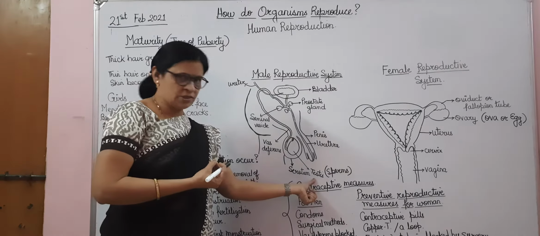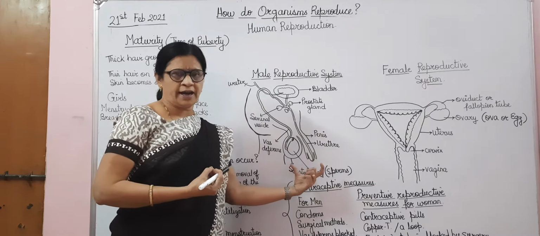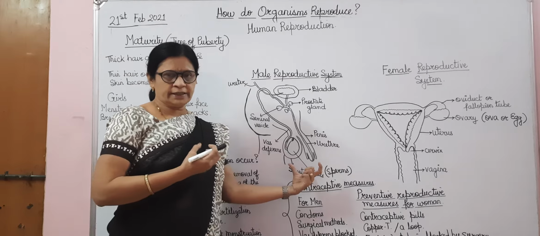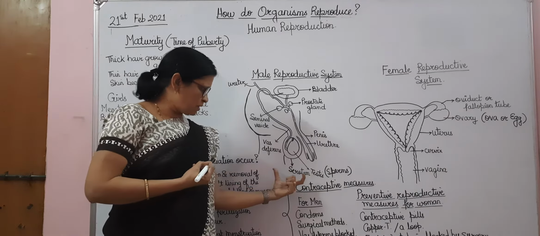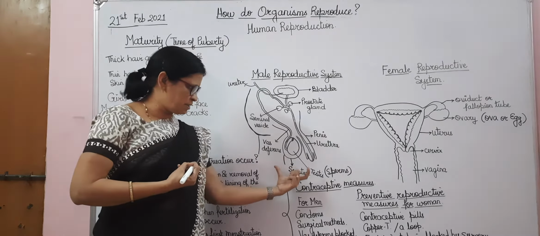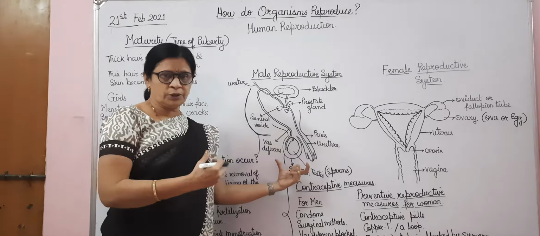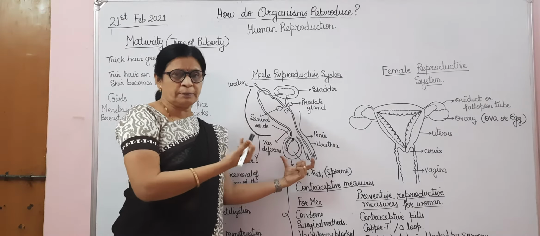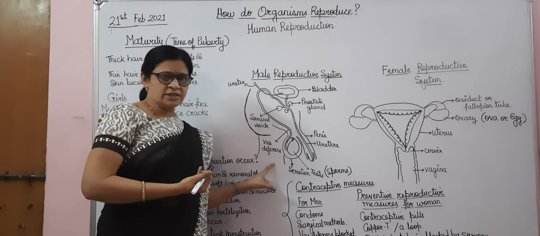Now this testis is at the lower part of the body. In the abdomen the temperature is very high, therefore they are present at the lower side of the body where the temperature is low. The testis is present in the scrotum, and from the testis these sperms are given out. Naturally they are going to be out from the body through the penis, but before that they are passed through a tube which is called the vas deferens.